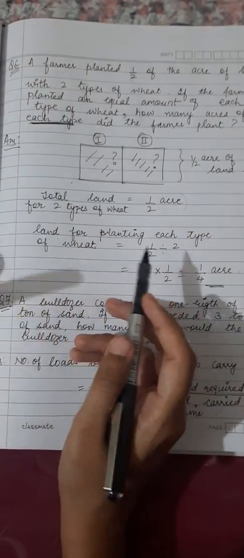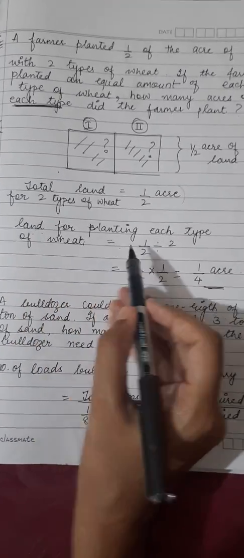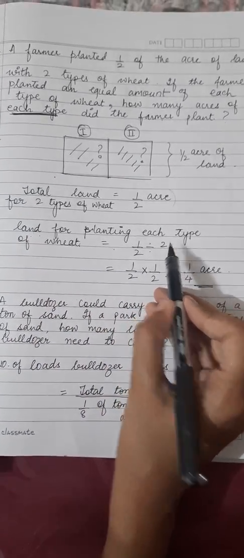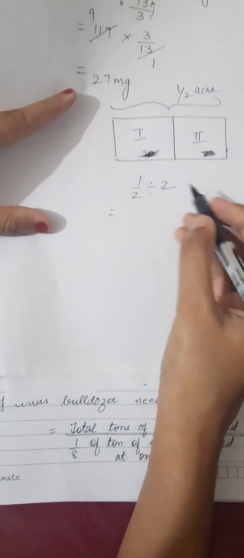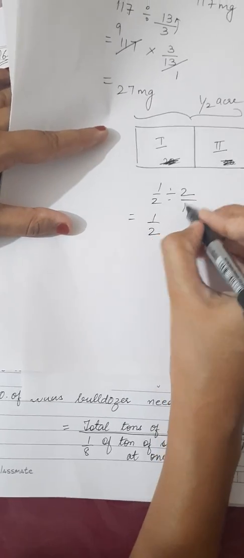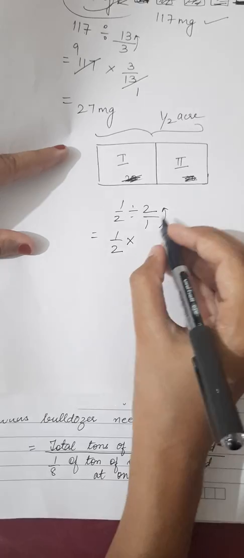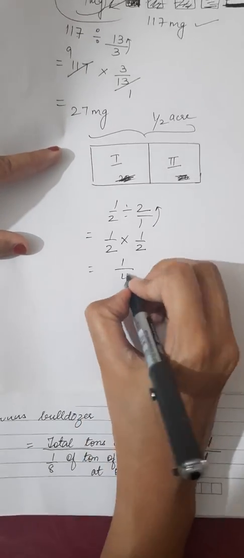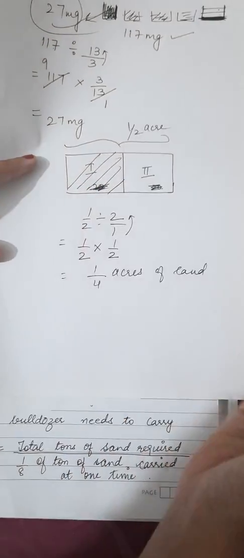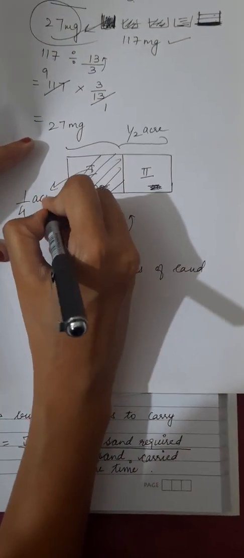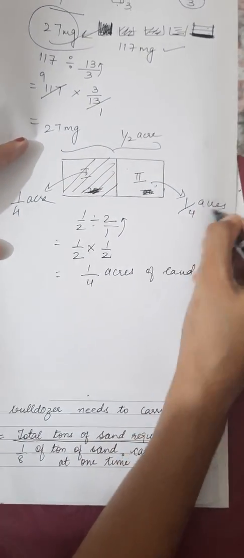So if you have to find for 1, we are always doing divide. So land for planting each type of the wheat is going to be half divided by 2. Half divided by 2. Next, how much will it be? 1/2, this is 2/1. Divide means multiply. 1 will go up, 2 will come down. So this will be 1/2, and the answer is 1/4 acres of land. This means that the value of this 1 plot is 1/4 acres. And similarly, the value of this is also going to be 1/4 acres of land.